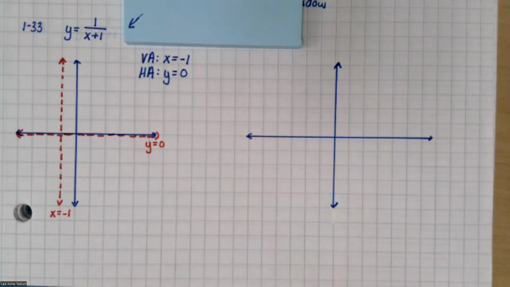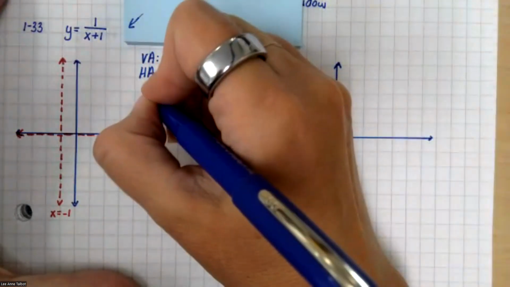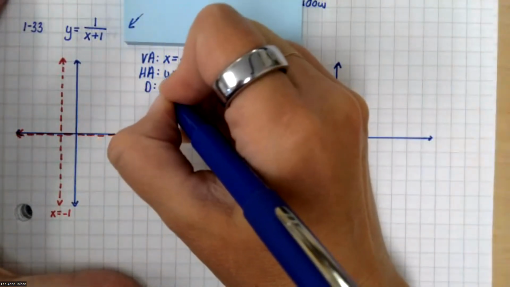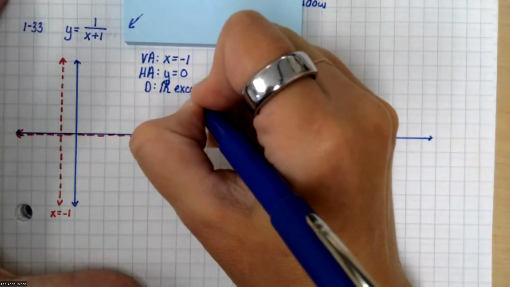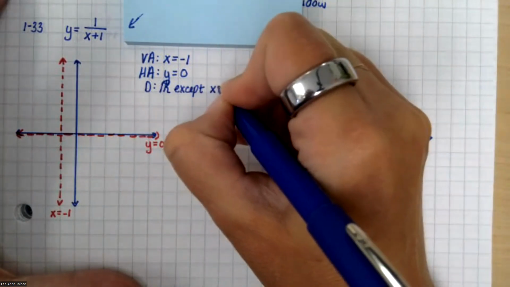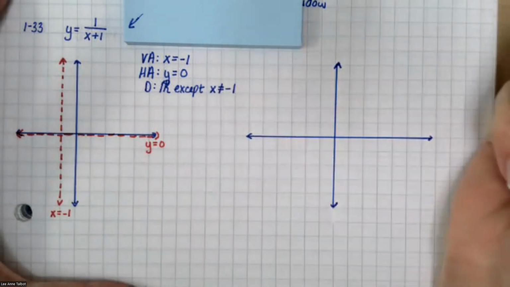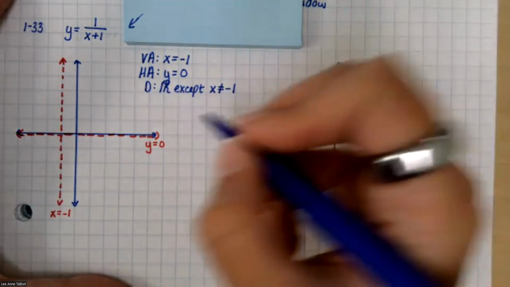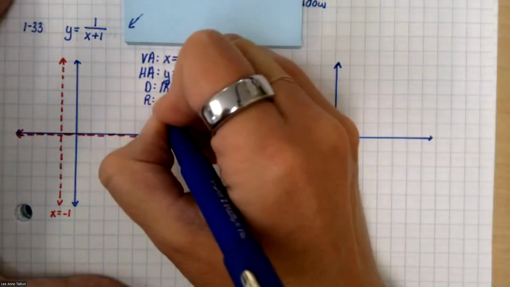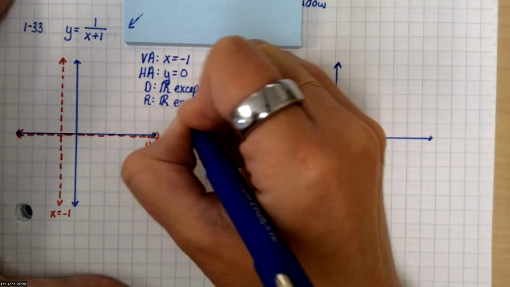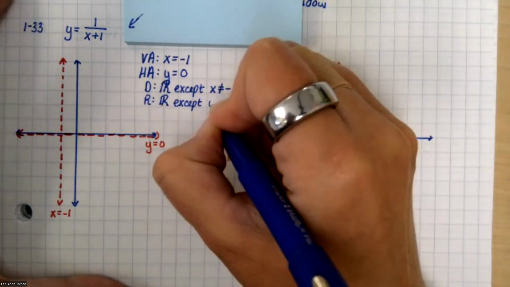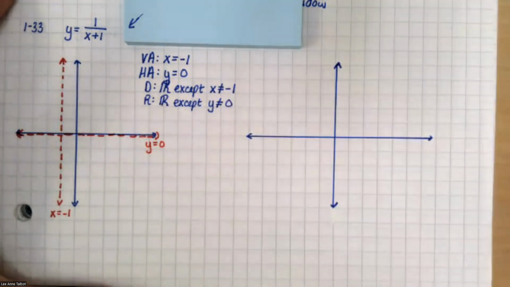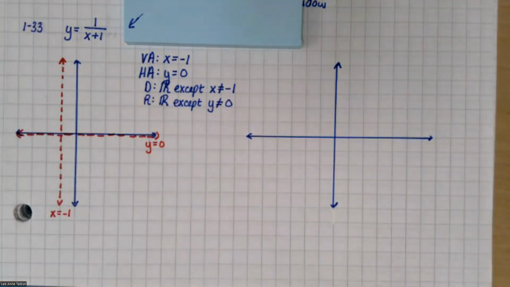Are you guys with me so far? Okay, I'm going to say the domain is everything except X cannot be the vertical asymptote. I'm going to say the range is everything except Y cannot be the horizontal asymptote.